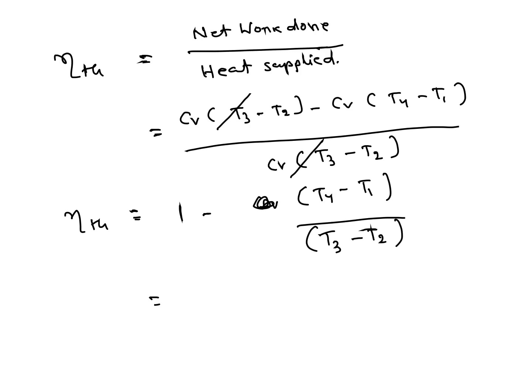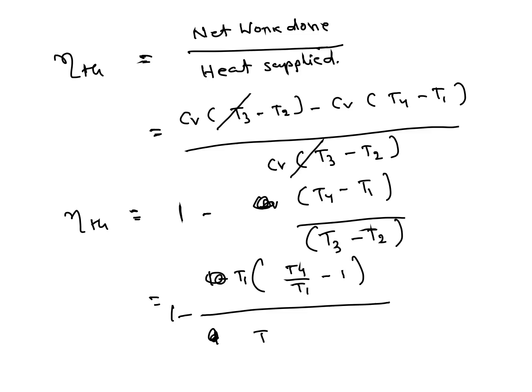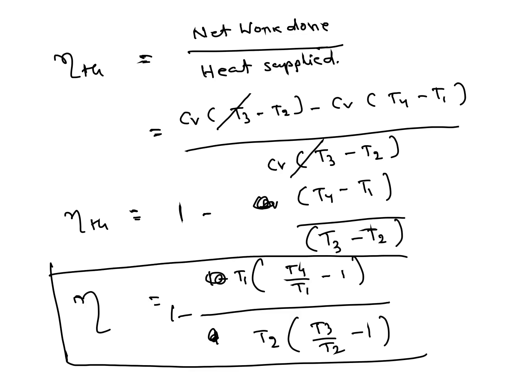So we can write it as 1 minus, T1 we will take common, (T4 by T1 minus 1) divided by, T2 we will take common, (T3 by T2 minus 1). This is the efficiency, Equation 1.